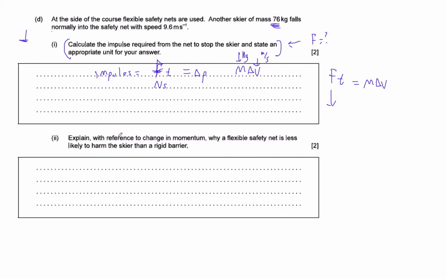And then it says, explain with reference to a change in momentum why a flexible safety net is less likely to harm the skier than a rigid barrier. Right? Remember that the change in momentum doesn't change, right? But if you can make the time bigger, that you slow them down over a greater amount of time, okay, that will make the force less, okay?